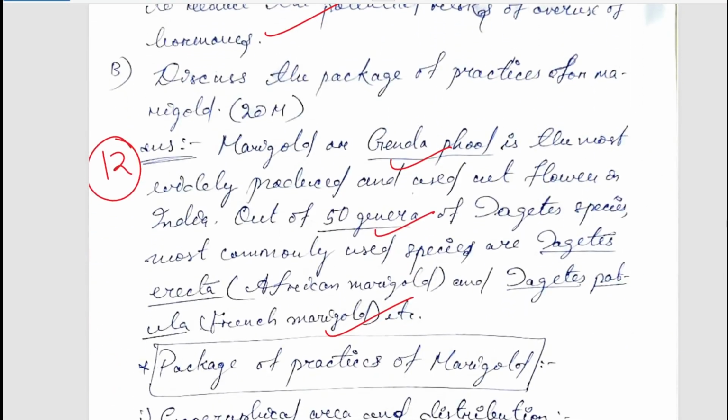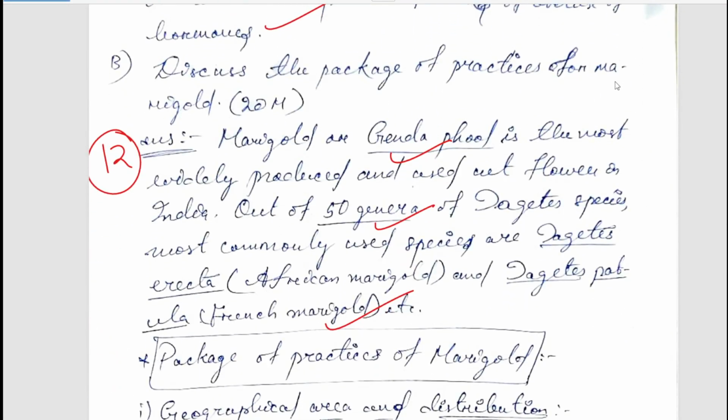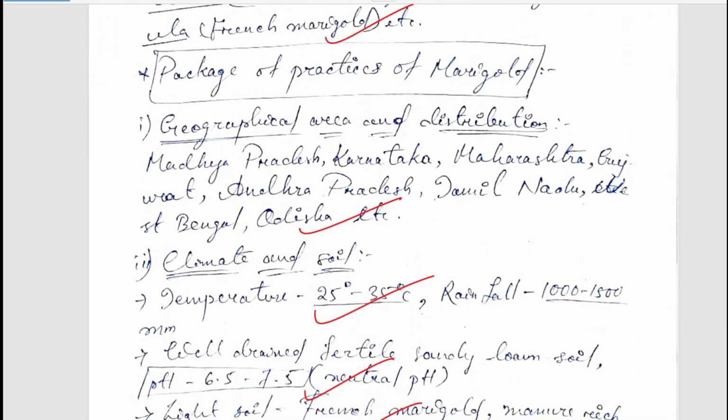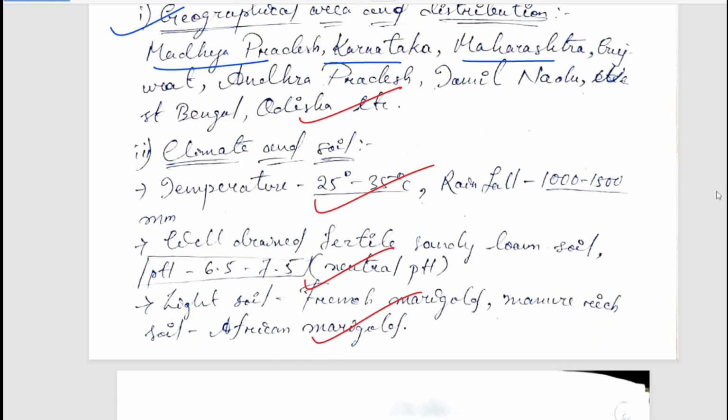Now the next question is, discuss the package of practices for marigold. So obviously there are certain flowers which are important, for which UPSC generally asks package of practices. So do keep a note of it and remember those things. Now we will see the package of practices. Geographical area has been mentioned: Madhya Pradesh, Karnataka, Maharashtra. These are major producers, but I think marigold can be produced in most of the states in India.